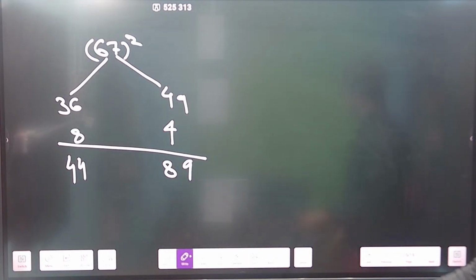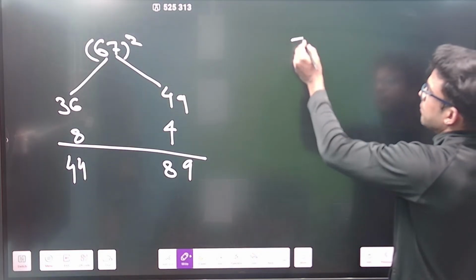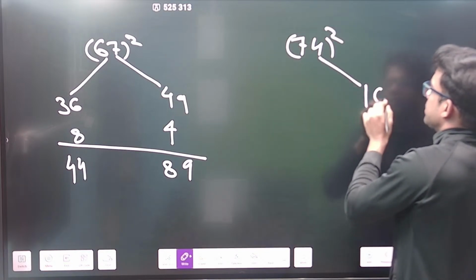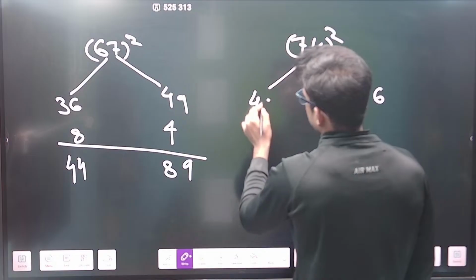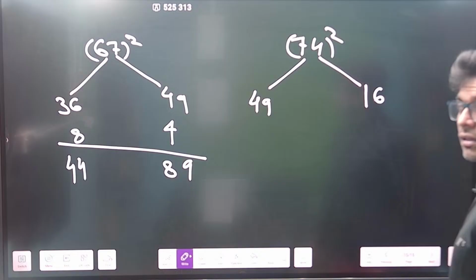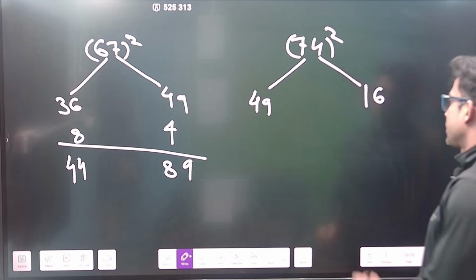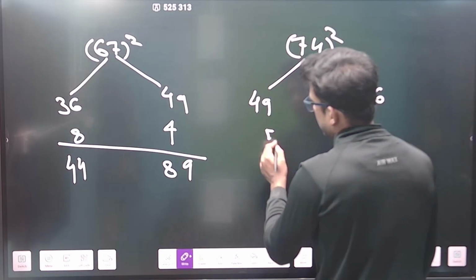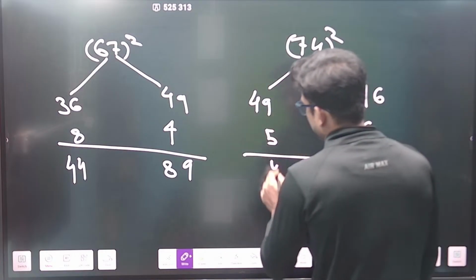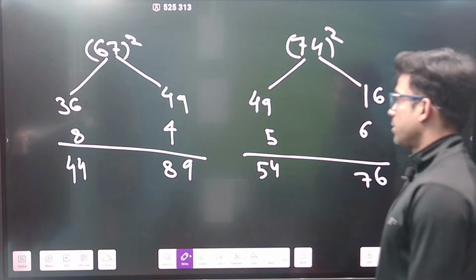Okay, let's go for another example like 74 ka square. 4 ka square is 16, 7 ka square is 49. Now 7 fours are 28 into 2 is 56. So write down 6 here, write down 5 here. Add these numbers: you're getting 6, you're getting 7, you're getting 9, 5, 14, you're getting 5. So 5, 4, 7, 6 is the correct answer. Correct, everyone? Getting the point? Logic clear?